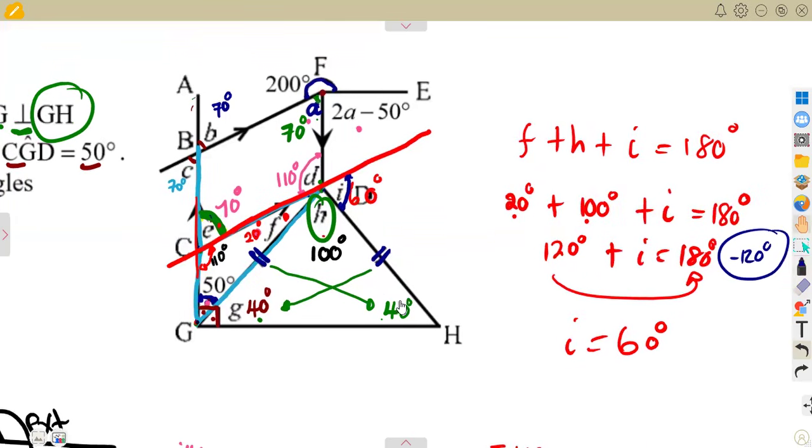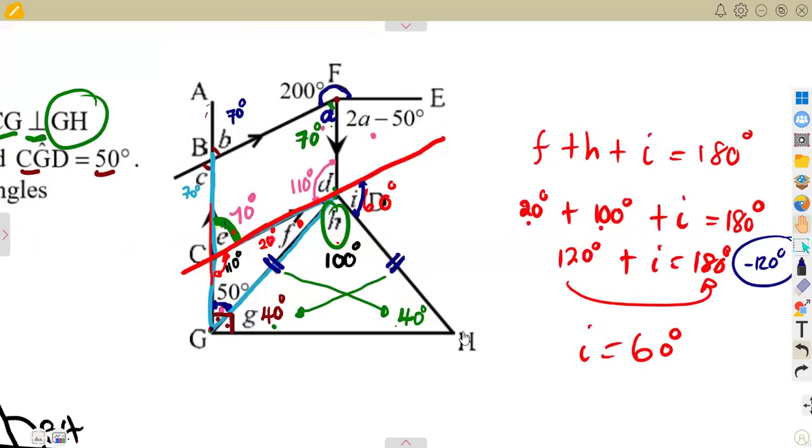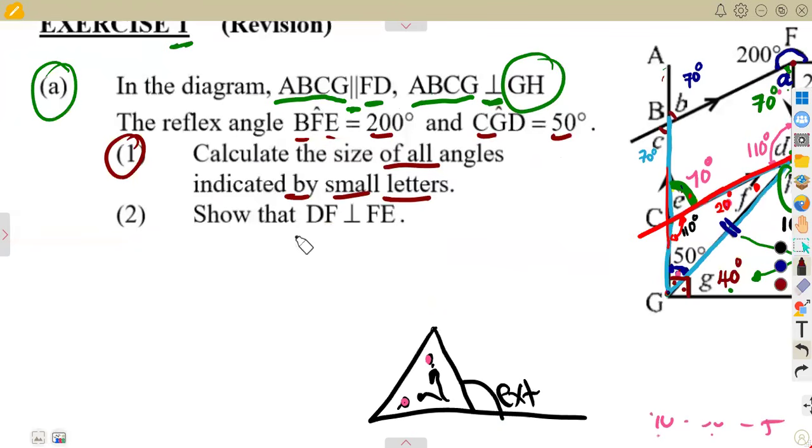All right, is there any angle that we left? No, we calculated all the lettered angles from A, B, C, D, everything. We have reasons. The reasons are theorems that we talk about, angles on a straight line, this and that. Then show that DF is perpendicular to FE.